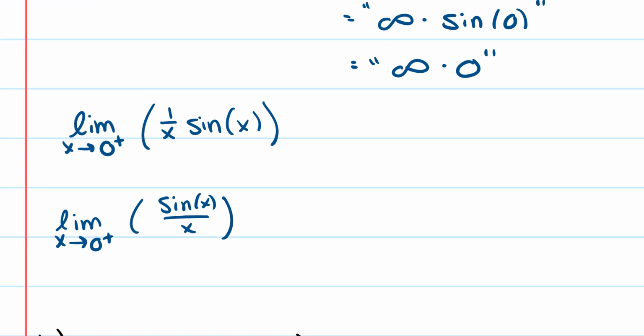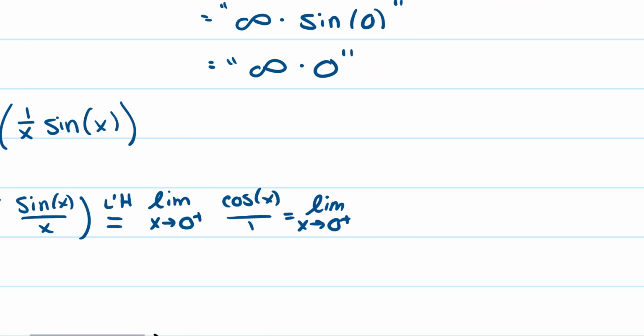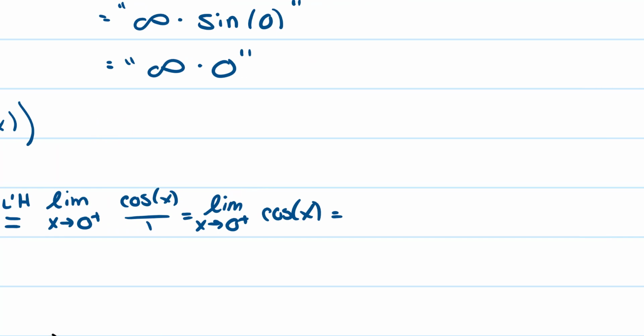So if we plug it in, we get 0 over 0, which is a problem. But then we can use L'Hopital's rule. And this becomes the limit as x approaches 0 from the right. The derivative of sine is cosine of x, and then divided by 1. So this becomes the limit as x approaches 0 from the right of cosine of x. So then we can use direct substitution, and we get cosine of 0, which is equal to 1.